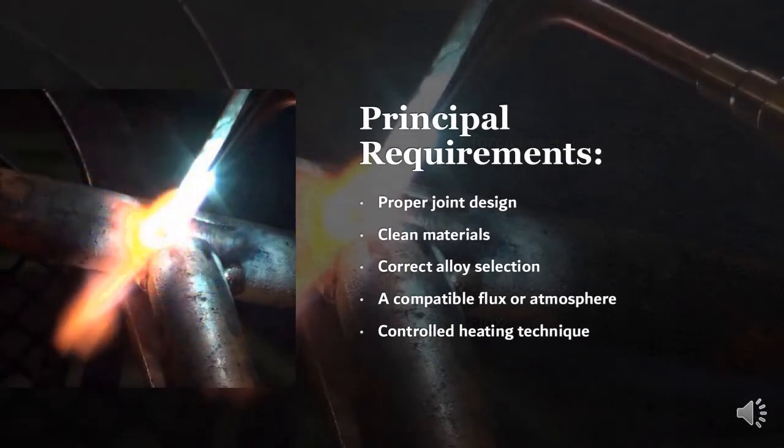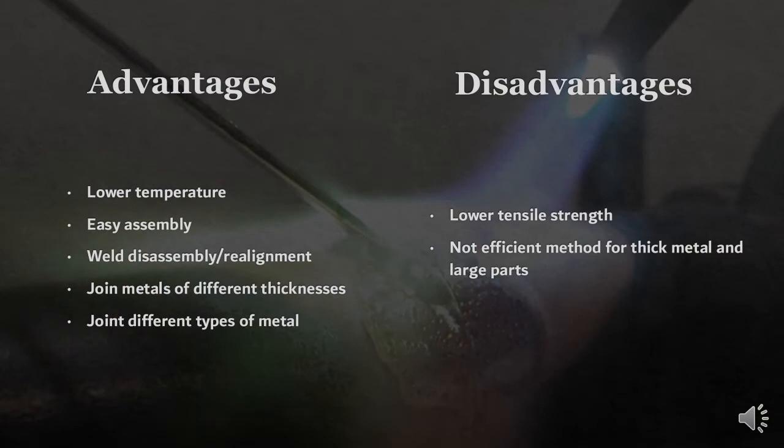In brazing itself, there are some principles required to produce a good braze, which are proper joint design, clean materials, correct alloy selection, a compatible flux or atmosphere, and controlled heating technique. The advantages of brazing itself are lower temperature, easy assembly, wide assembly tolerance or realignment, joining metals of different thickness, and also joining different types of metal. However, the disadvantages of brazing are lower tensile strength and it is not an efficient method for thick metal and large parts.